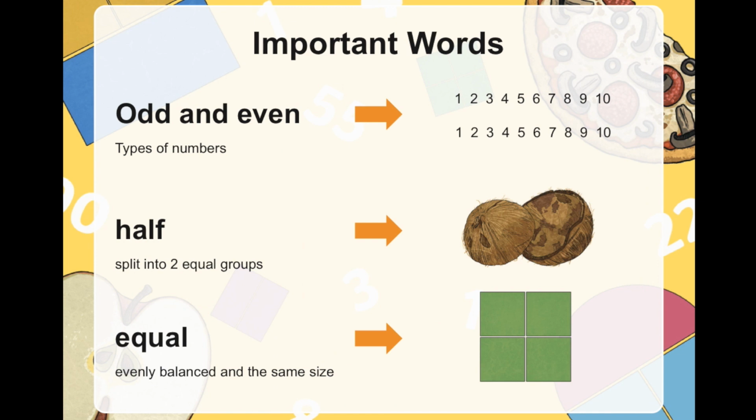Important words that I might mention today are odd and even, which I will talk about in one moment, the word half, which means splitting an object into two equal groups, and the word equal, which means the same size.